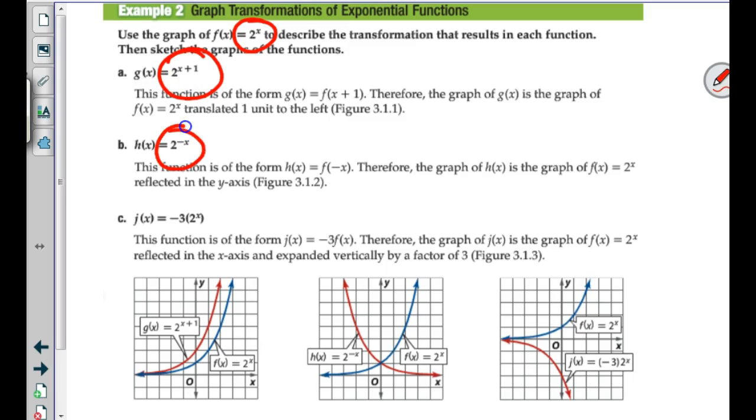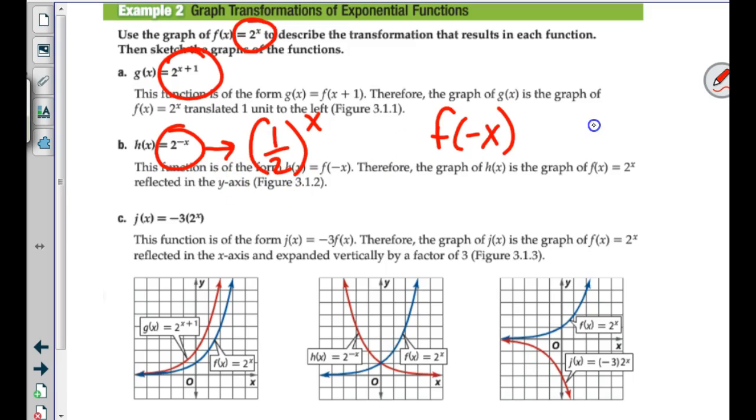Left 1. Negative on the x. So it's this function. What is this? Reflect over the y-axis. So what would that become? 2 to the negative x is the same as what to the positive x? Thank you. 1/2 to the positive x.